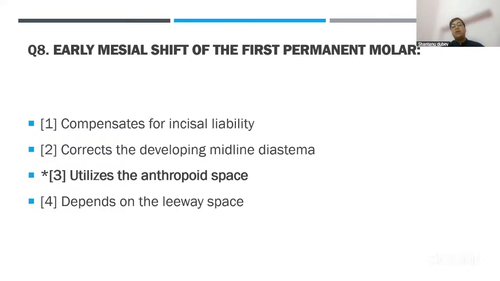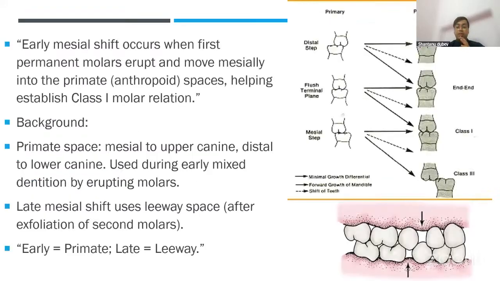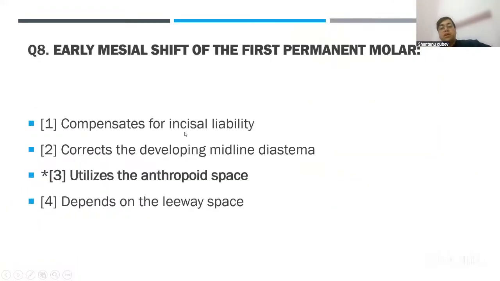Anthropoid spaces are basically simian spaces. Now we understand where it is located. It is located mesial to the upper canine and distal to the lower canine. And they are talking about early mesial shift of first permanent molar. Now, this is also something that we have discussed many times.